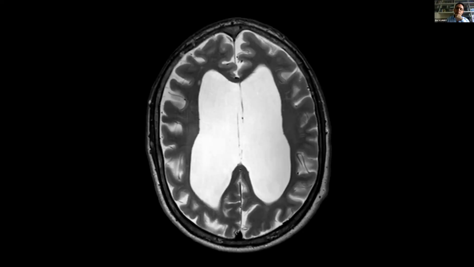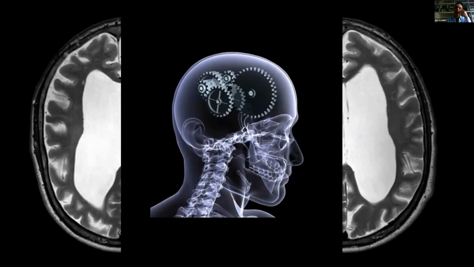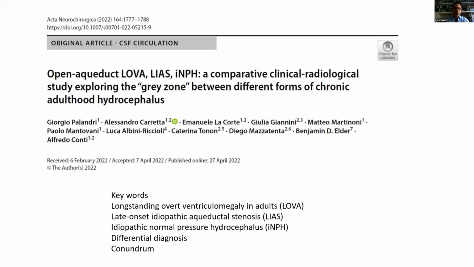Then one more time, this is the patient. This is more or less the principle we were looking at. Let's go further. This very good paper from Giorgio clearly explained the gray zone of adult hydrocephalus. And the keywords are really interesting, combining LOVA, long-standing overt ventricular hemorrhage in adults, late onset idiopathic aqueductal stenosis, normal pressure hydrocephalus, differential diagnosis, and, I would say at the very end, conundrum.